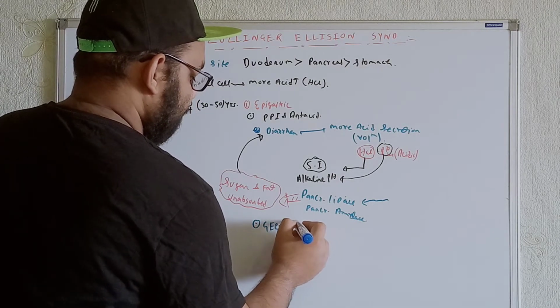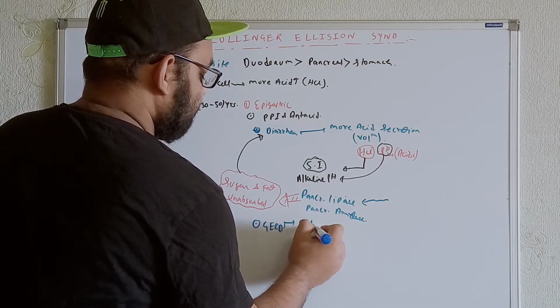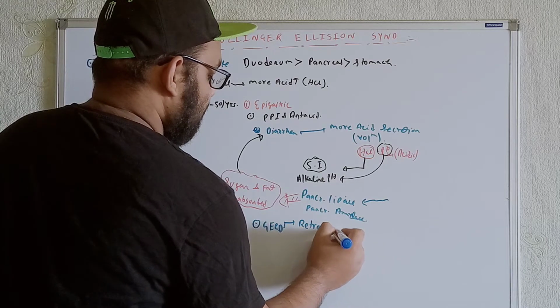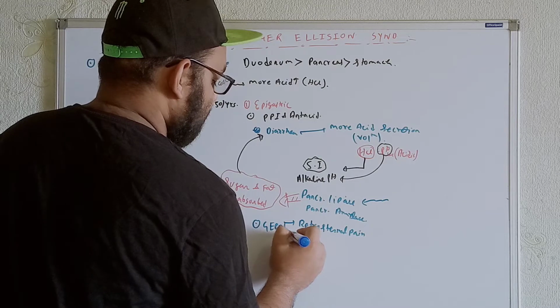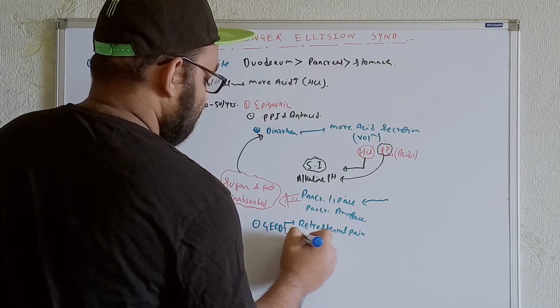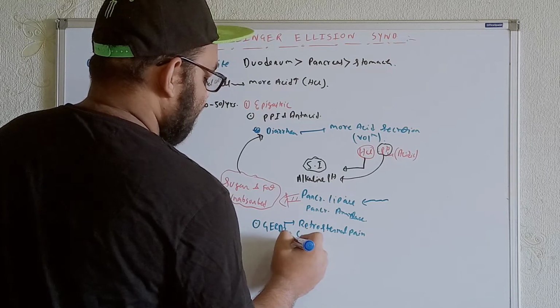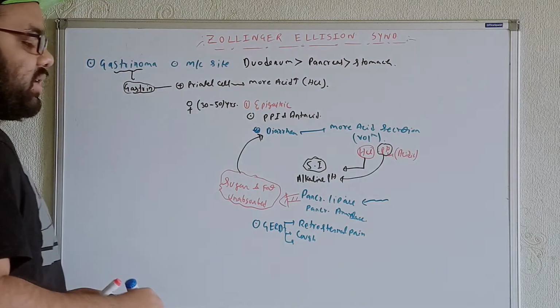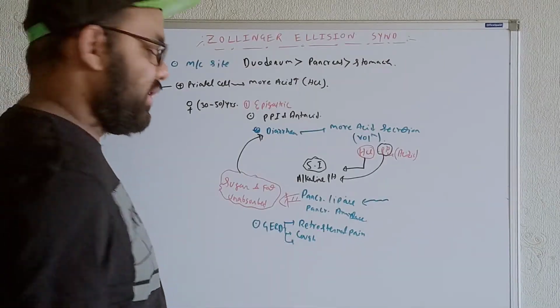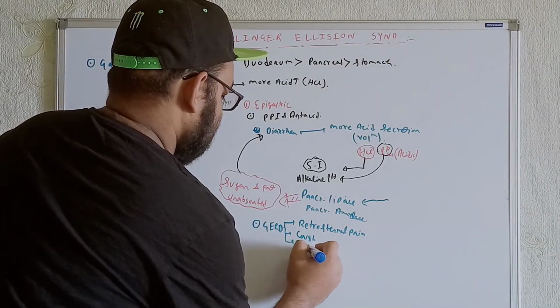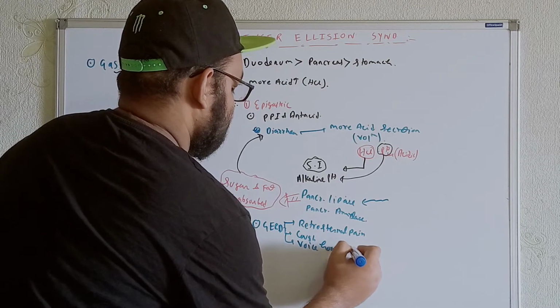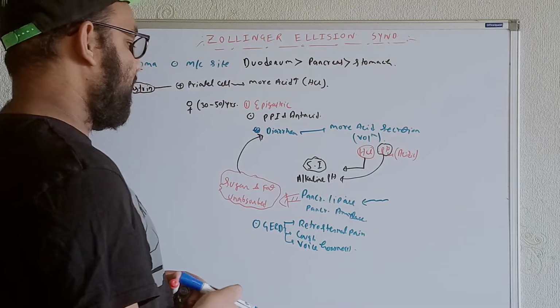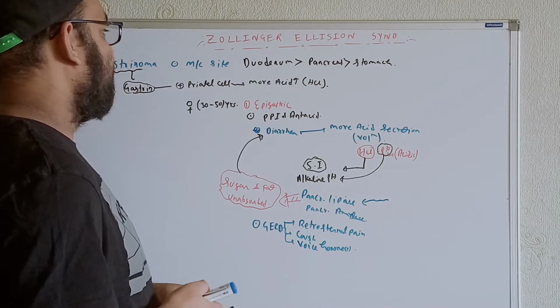Here we got the retrosternal pain. Okay. We can get the retrosternal pain. We can get nocturnal cough. Sometimes that can cause a problem within the voice box, in the larynx. So we can get hoarseness of the voice. This type of clinical manifestations we can get in terms of what?